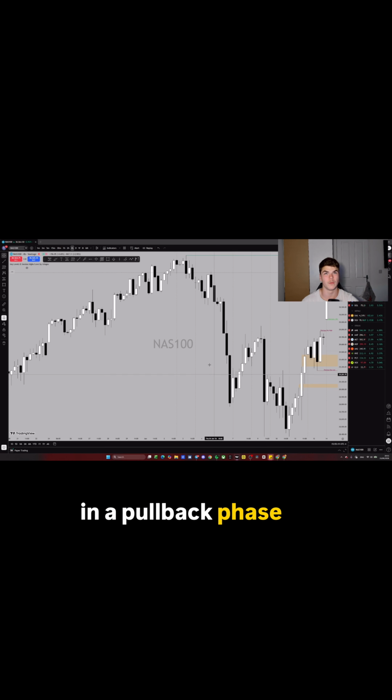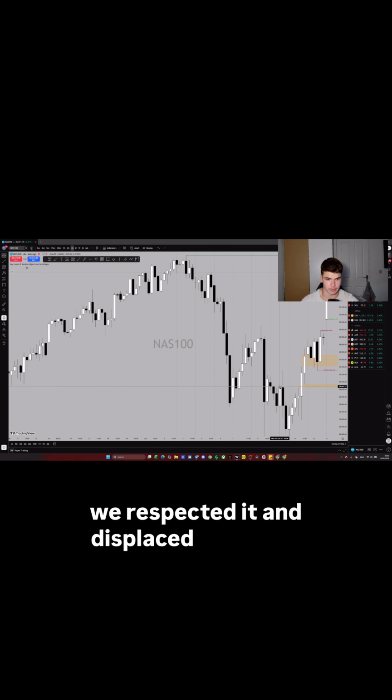So in general, we're bearish, but we're pulling back into all of these imbalances. We pulled back into this imbalance, we respected it. As you can see, we haven't closed above it. So we respected it and displaced lower like crazy.